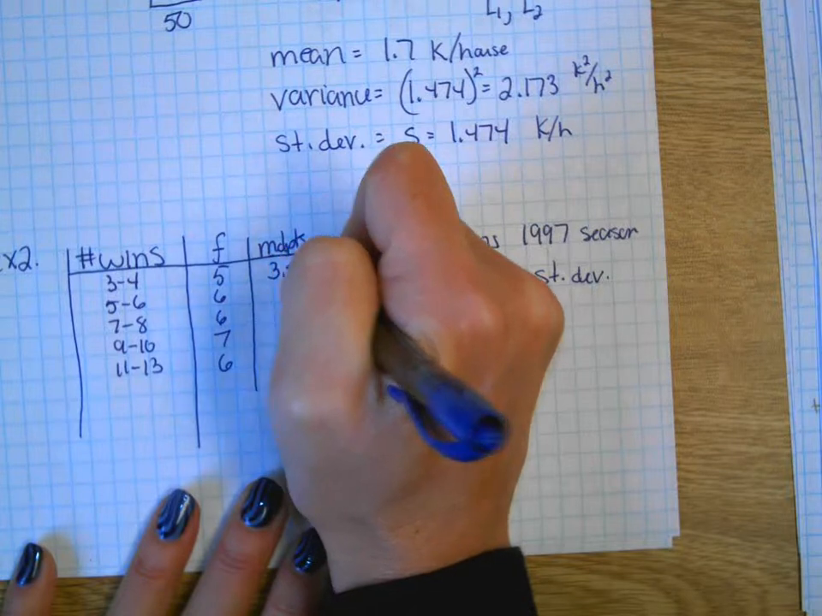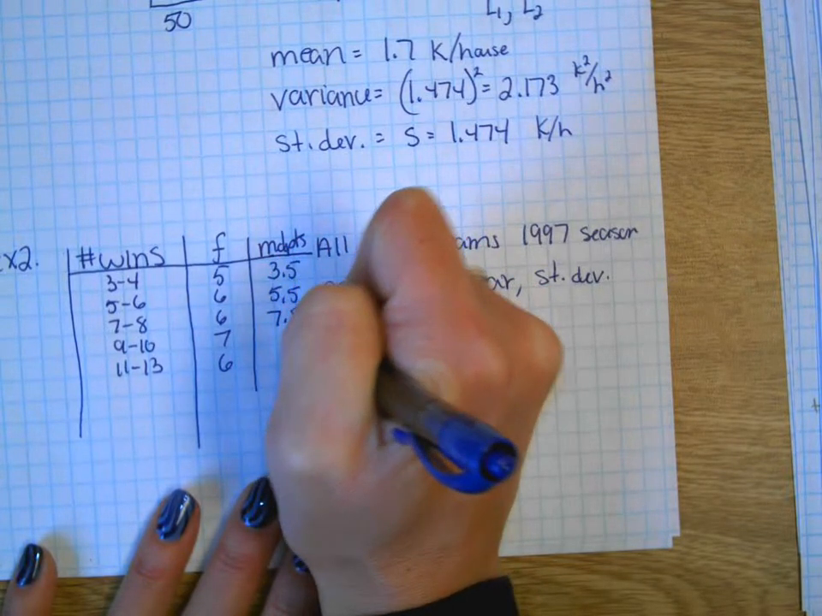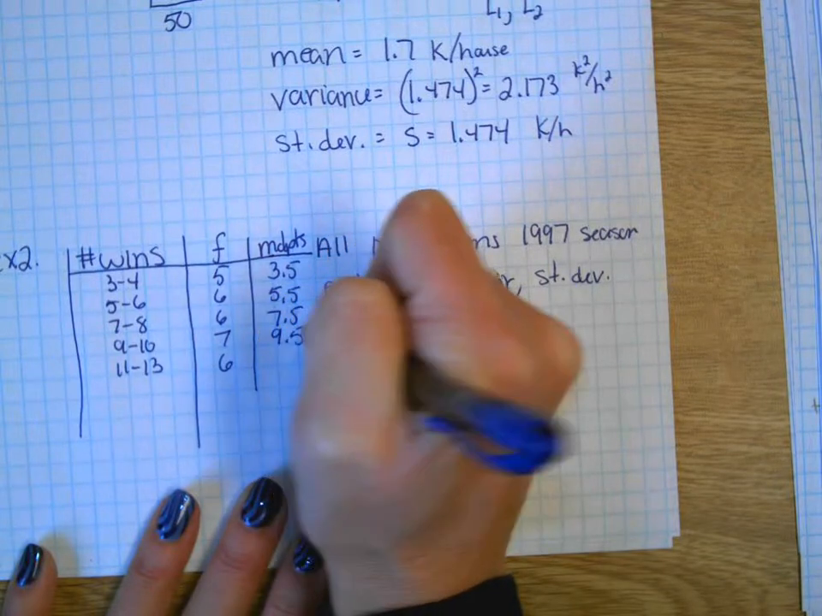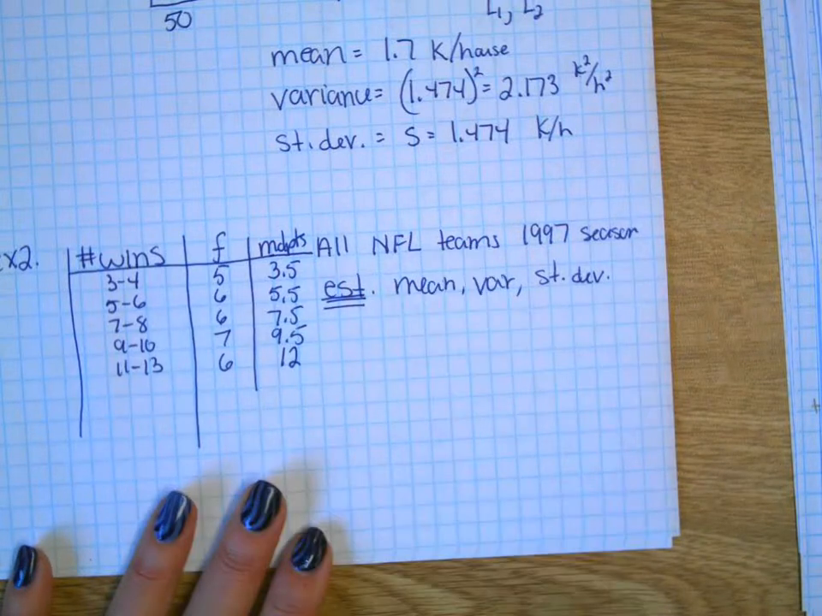3.5, oh, my bad. 5.5, 7.5, 9.5. What are we going to do here? Let's go 12. Let's actually use the midpoint.